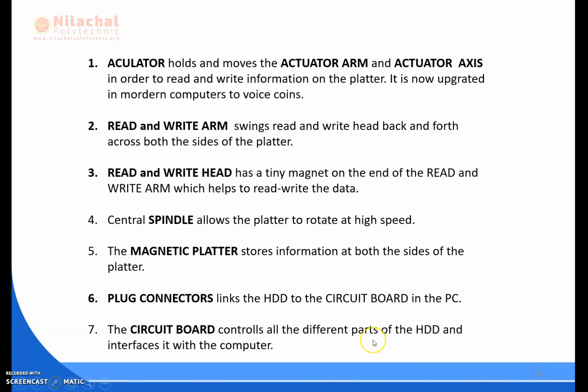Next we have plug connectors. Plug connectors are basically used to give power connections from the circuit board in the PC, and the circuit board controls different parts of the hard disk so that it can provide adequate power to each and every part and control its functioning.